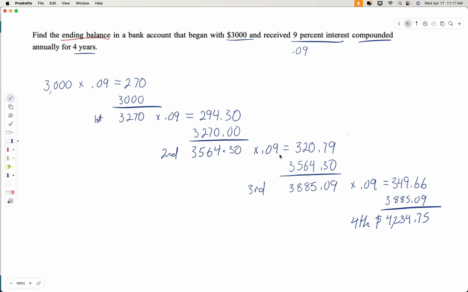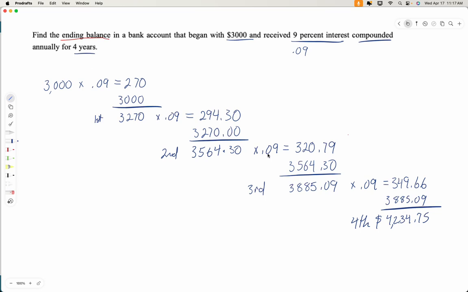Now we get interest on the third year. Add that back to what we started with. This is our total at the end of the third year. Interest for the fourth year. Add it back to what we started with. This is our balance at the end of the fourth year. That's how that works. You just keep adding and keep building.